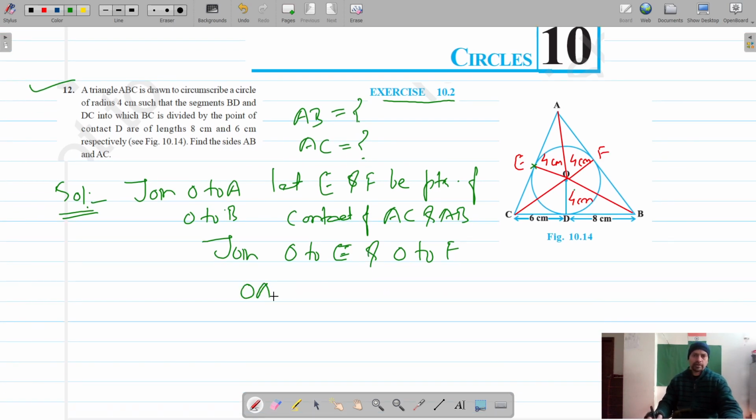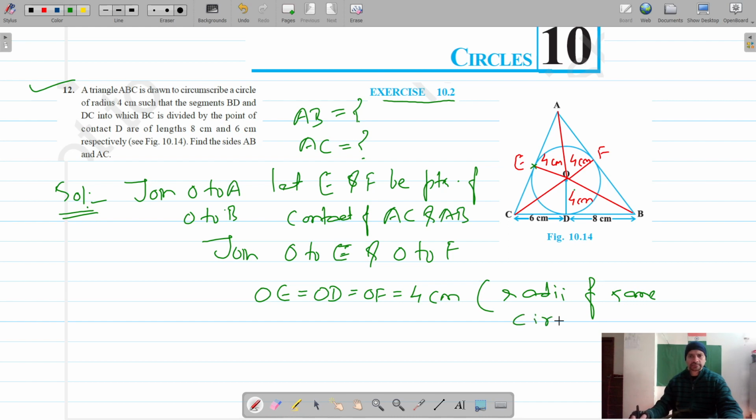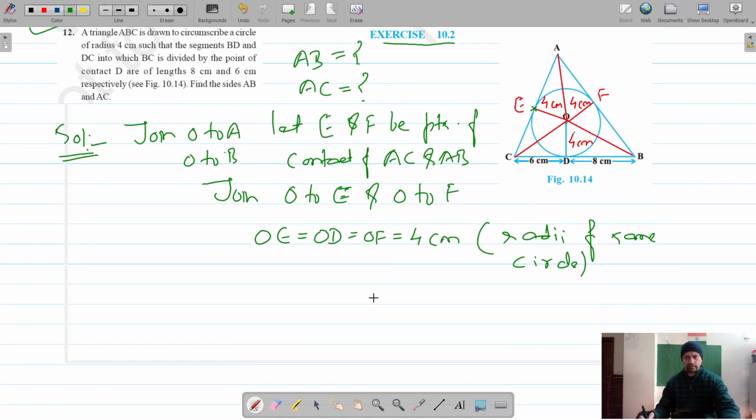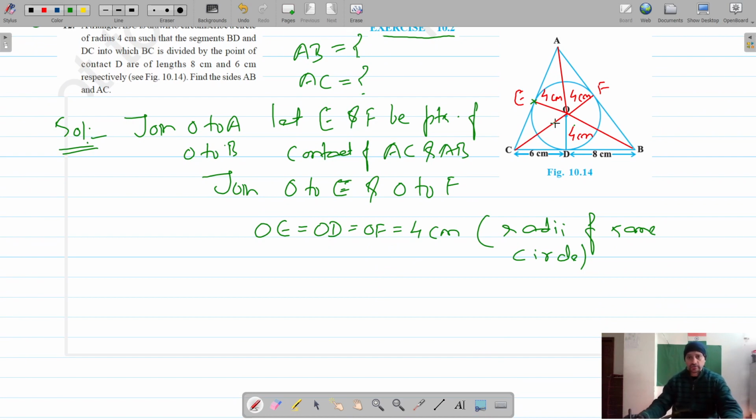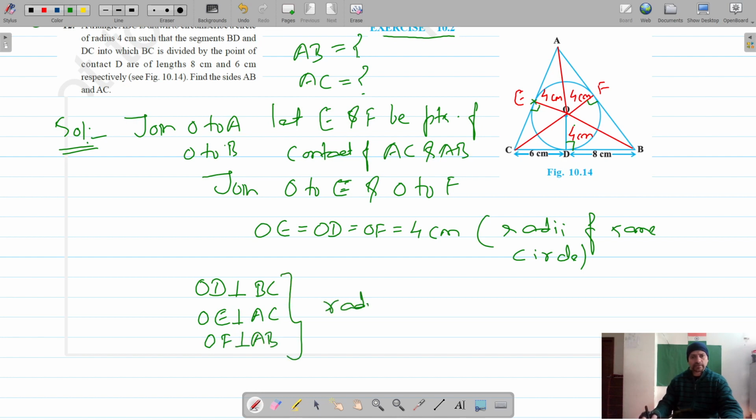Now, OE is equal to OD is equal to OF is equal to 4 centimeters each, because they are radii of the same circle. So let's see how we are going to solve this. And now, because OC, OD and OF are radii, these angles are 90 degrees. So we can say OD is perpendicular to BC, OE is perpendicular to AC, and OF is perpendicular to AB. So this is radius is perpendicular to tangent at the point of contact.